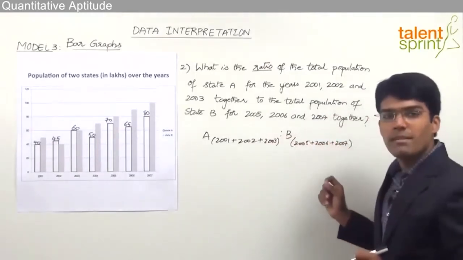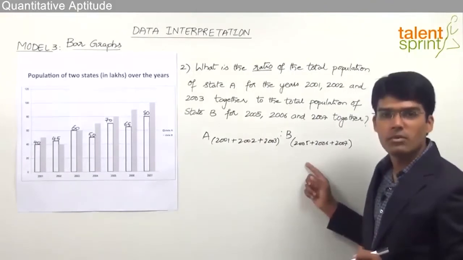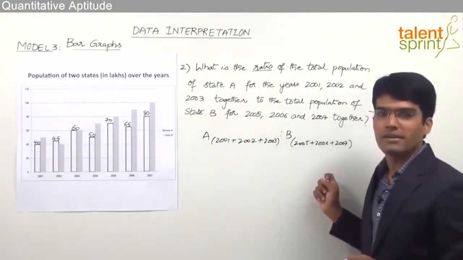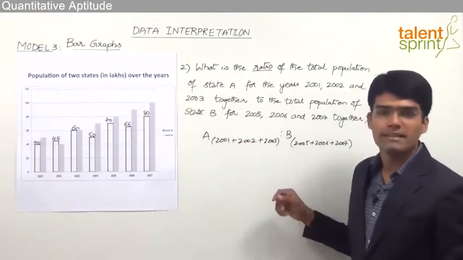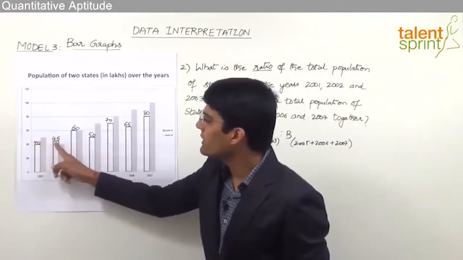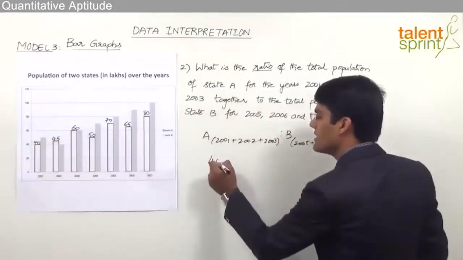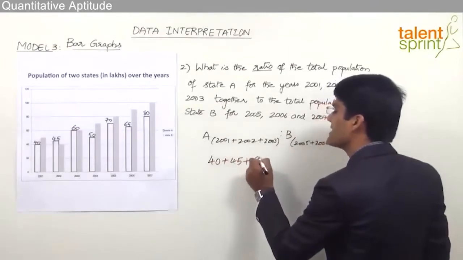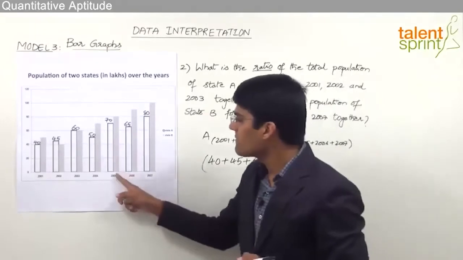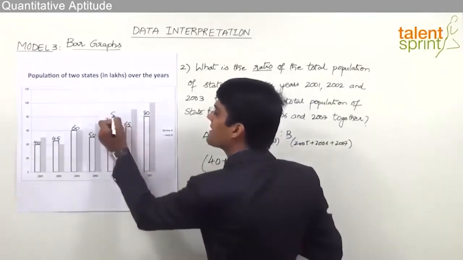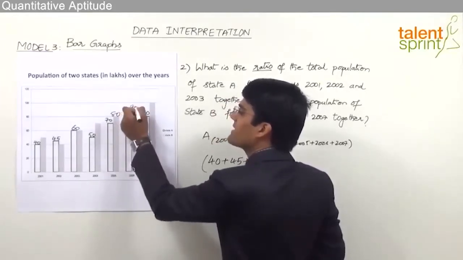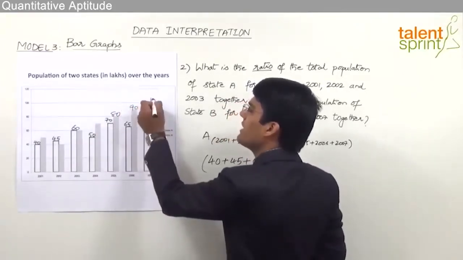As I've earlier mentioned many times, don't write this and waste your time. I am writing this only to explain the problem. Otherwise, when we solve the question, this step is not required. We can directly pick up the values and get the required answer. Now A in 2001, 2 and 3 is 40, 45 and 60. So the total will be 40 plus 45 plus 60 lakhs is to B in 5, 6 and 7. Now in 2005, B is equal to 80 lakhs. In 2006, B is exactly in the middle of 80 and 100. So it can be taken as 90. And 2007, B is equal to exactly 100.